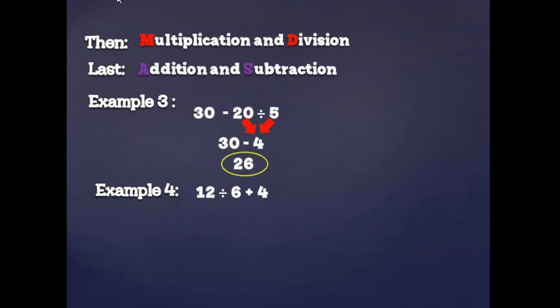Example number 4. 12 divided by 6 plus 4. Do we have multiplication? Do we have division? Yes. So 12 divided by 6 is 2. Next step is addition. So we write down plus 4. 2 plus 4 is 6.